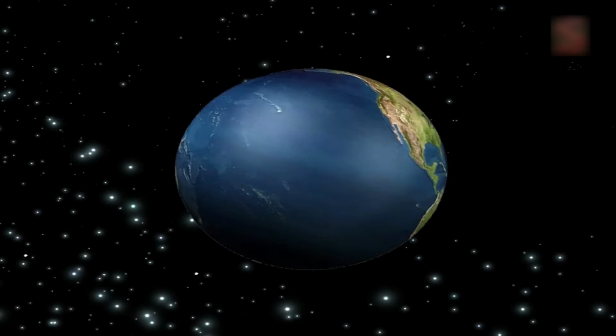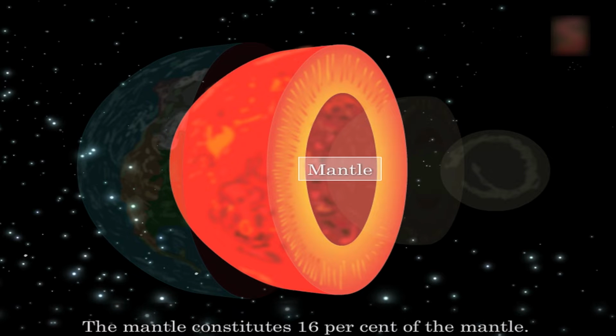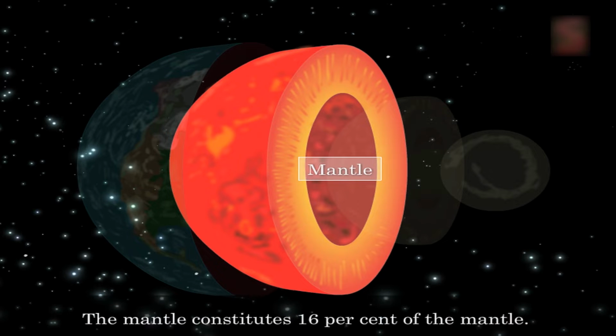From this, it can be understood that the crust of the earth is similar to the shell of an egg. The next layer of the earth is the mantle, which is 100 to 2,900 kilometers deep. There is a pliable layer on the upper portion of the mantle on which the outer layer, or the crust, exists. The mantle consists of chemicals called silicates. The mantle constitutes 16% of the earth.